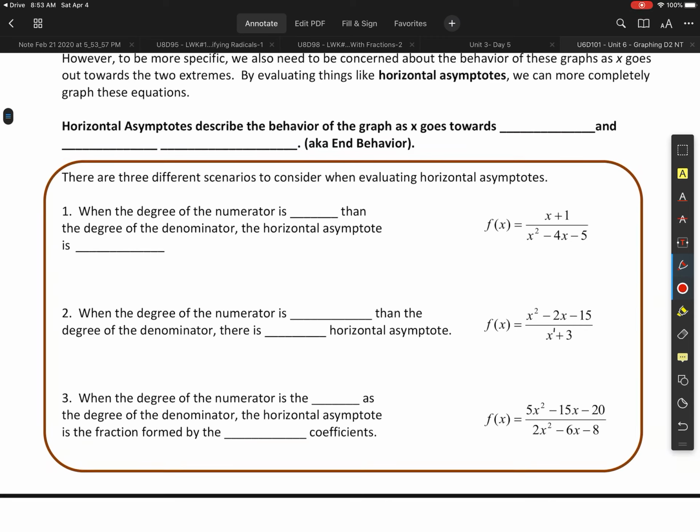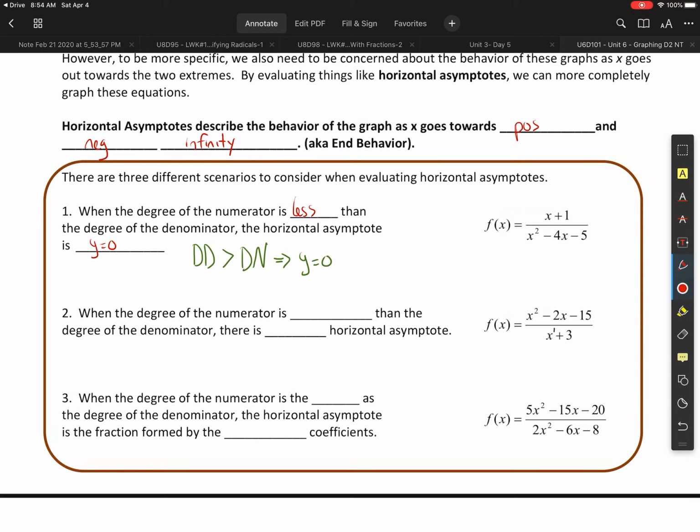Right, so we're looking at the horizontal asymptote. The horizontal asymptote is the end behavior of the graph as x goes towards both positive and negative infinity. All right, so there are three different setups. When the degree of the numerator is less than the degree of the denominator, the horizontal asymptote is always y equals 0. I always tend to make this chart in my class. So if the degree of the denominator is larger than the degree of the numerator, it will always be y equals 0.